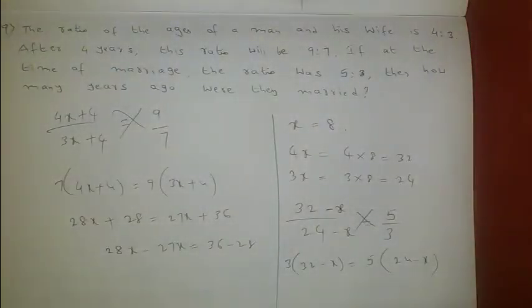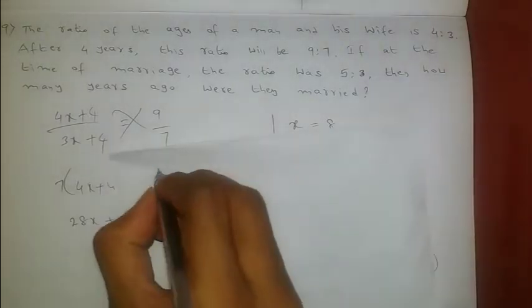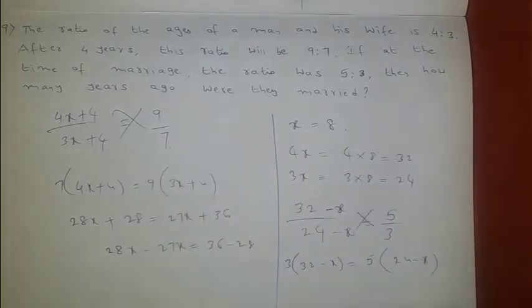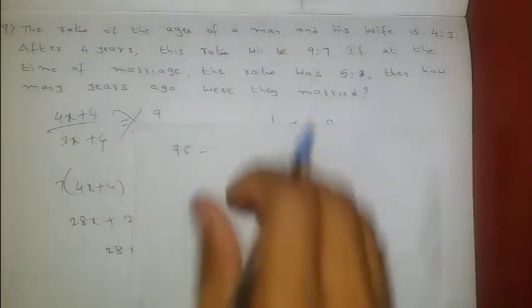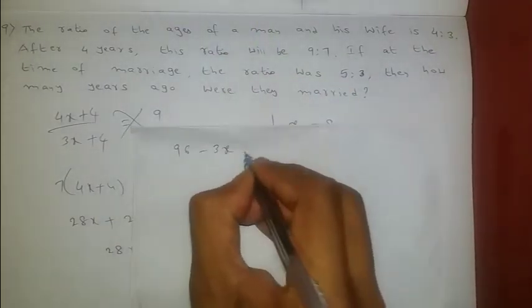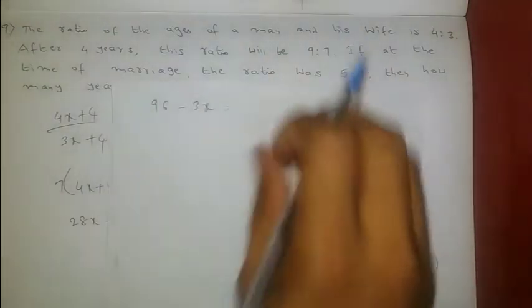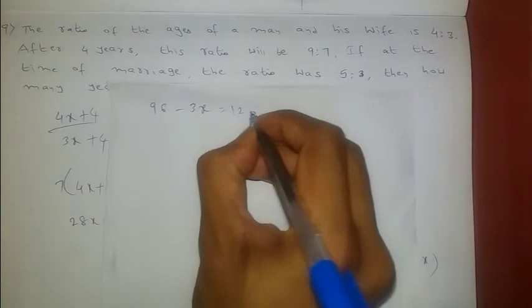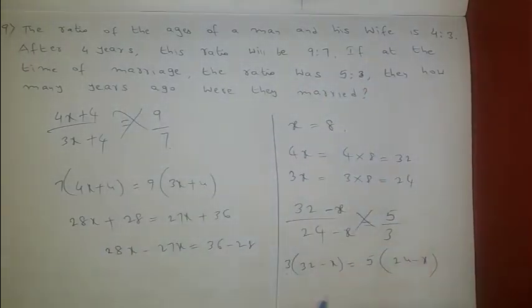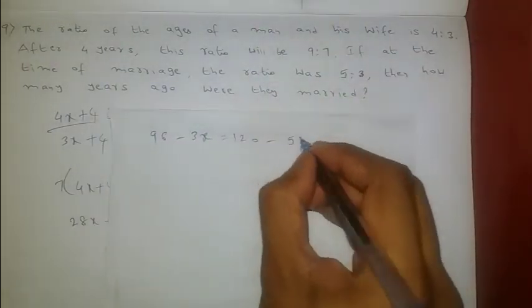Okay, now if we solve, 3 into 32, 96, minus 3 into x, 3x, is equals to 5 into 24, 120, minus 5 into x, 5x.